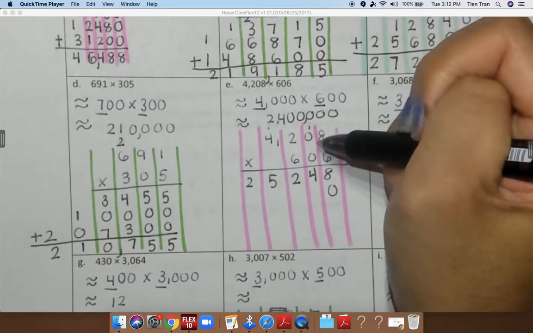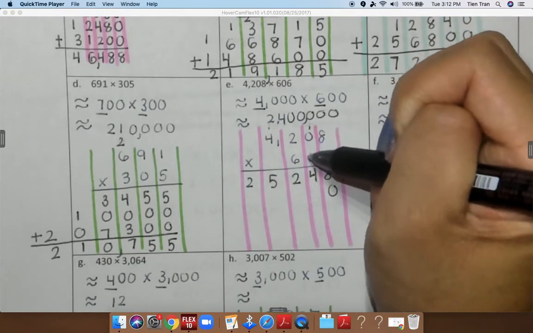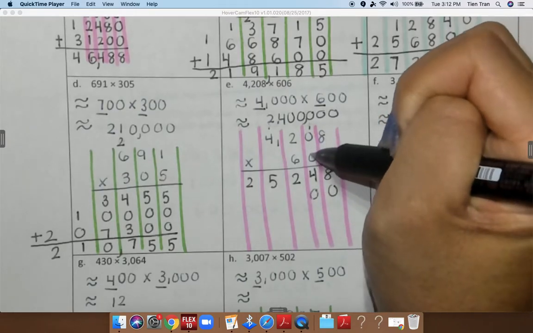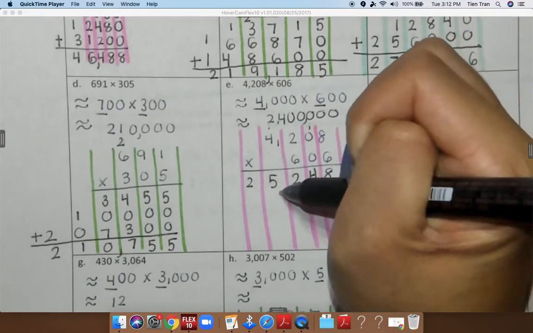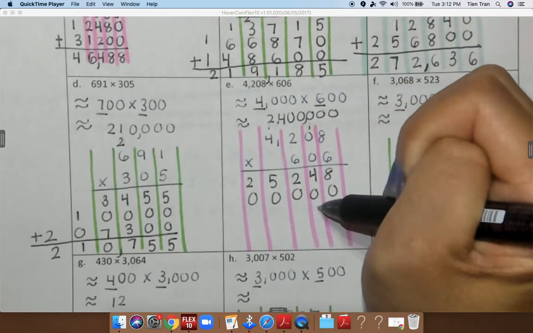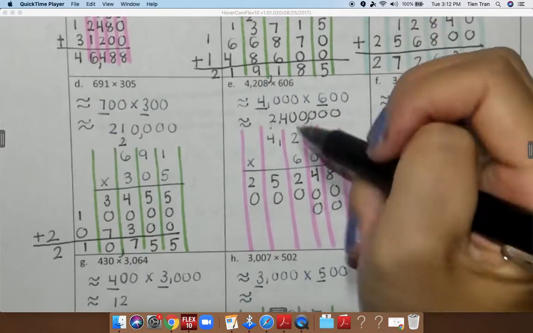I know that 0 plus 0 is equal to 0. So this whole row is going to be 0 because 0 times 8 is 0. 0 times 0 is 0. 0 times 2 is 0. 0 times 4 is also 0. I'm going to add 2 zeros because now I'm multiplying in my hundreds place.